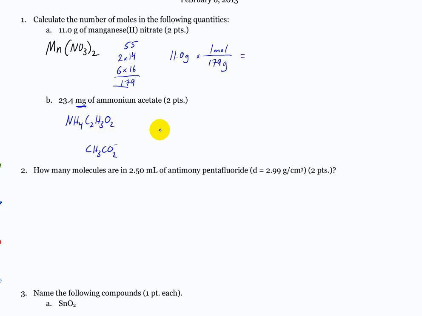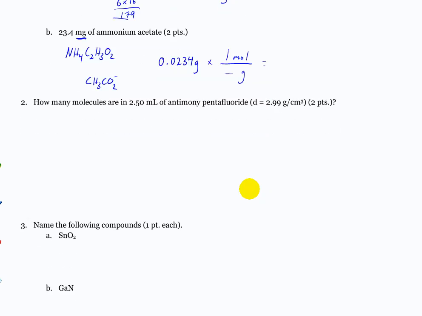So you can either keep it in milligrams and end up with millimoles, or you can convert it to grams and do the same thing, whatever that number is. Okay?